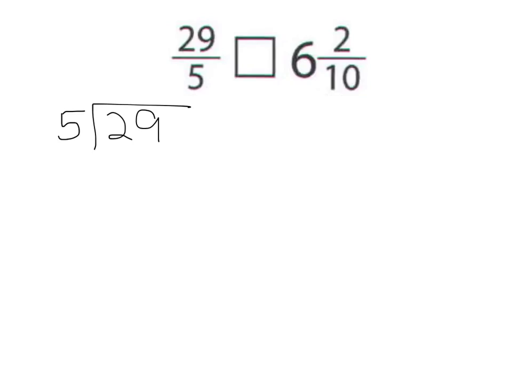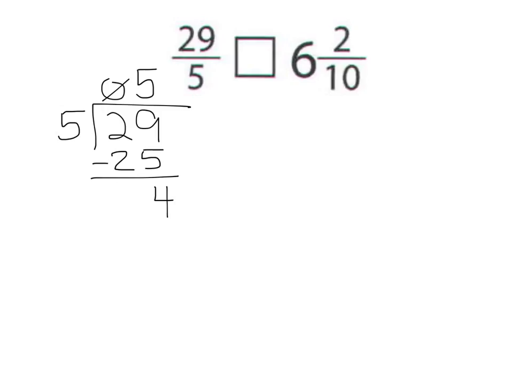5 does not go into 2, so we're just going to leave a placeholder there. 5 goes into 29 5 times, and 5 times 5 gives us 25. So we are left with 4. When we divide like this, the number up here on the top is going to be our whole number.